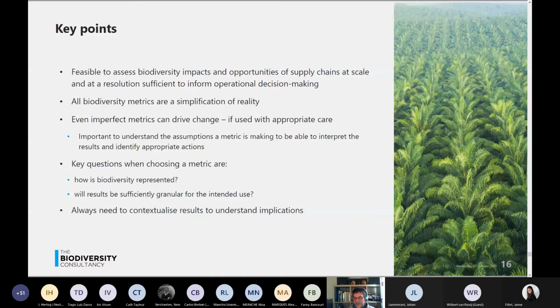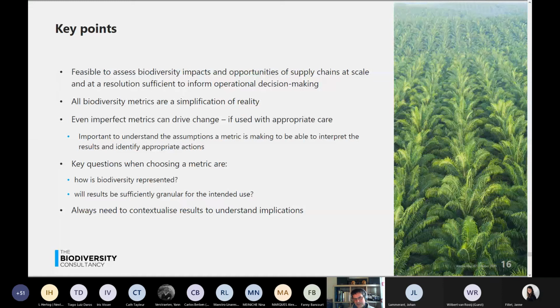So the overview is, it's now feasible to assess the biodiversity impacts and opportunities of supply chains at big scales and at a resolution sufficient to inform decision making. And I think that would be a conclusion from both the two previous case studies as well. It's important to recognize that all biodiversity metrics are a simplification of reality, but even imperfect metrics can be used to drive positive change if they're used with the right care.